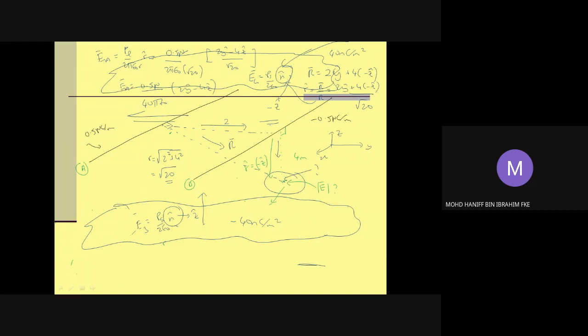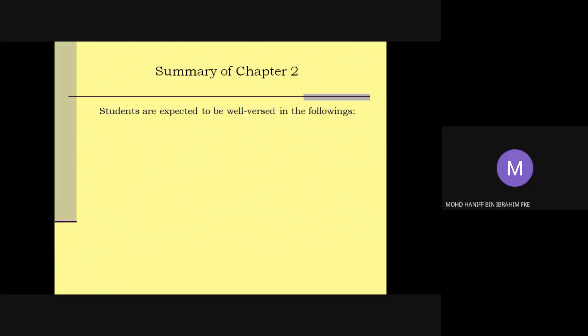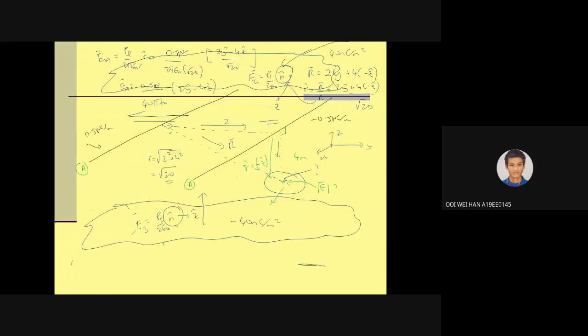May I know for the surface charge what formula we use? For surface charge, this is the equation, because we are dealing with the infinite area of surface charge. Yeah, infinite surface charge. So we have to use this equation.